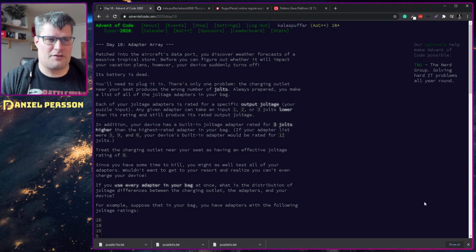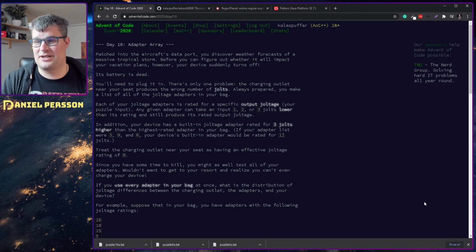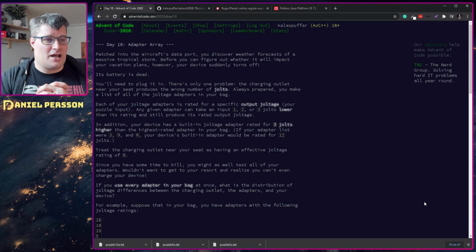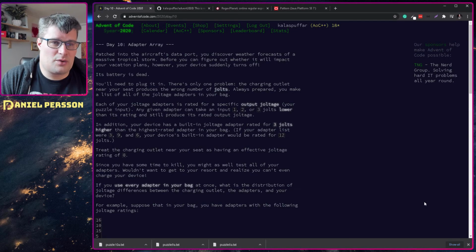Patched into the aircraft data port, you discovered the weather forecast of a massive tropical storm. Before you can figure out whether it will impact your vacation plans, however, your device suddenly turns off. The battery is dead. You need to plug it in, and there's only one problem: the charging outlet near your seat produces the wrong number of jolts. Always prepared, you make a list of all the joltage adapters in your bag.